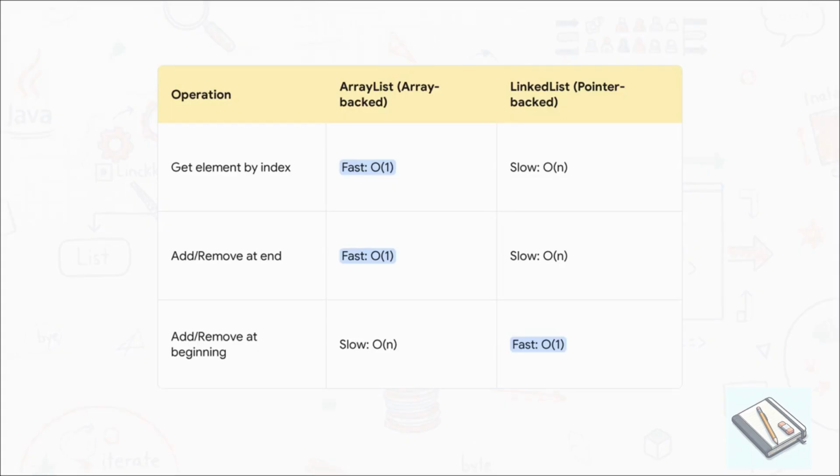Need to grab the 500th element in your list? For an array list, that's instantaneous. We call that O of 1, or constant time. It doesn't matter how big the list is. But for a linked list, it has to start at the beginning and walk the entire chain one by one. That's O of n, or linear time, which gets incredibly slow for large lists. Linked list really only wins if you're constantly adding or removing items from the very beginning of the list. For pretty much every other situation, ArrayList just blows it out of the water.